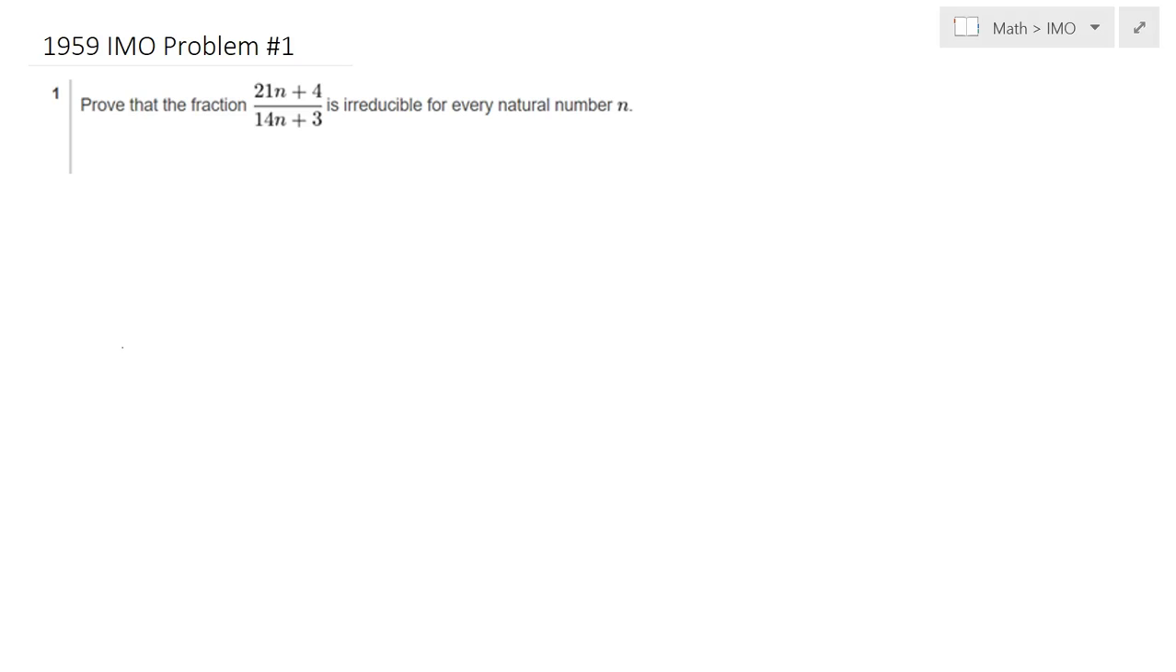Hello everybody, in this lecture we will be solving 1959, I should say, IMO problem number 1. Here is a view of this problem. We would like to prove that the following fraction is irreducible. It's not possible to further simplify it for every natural number n.